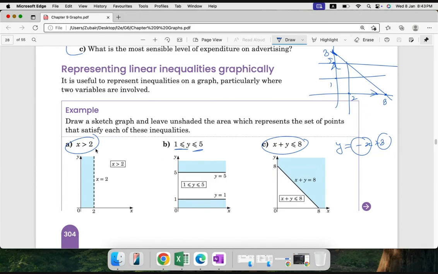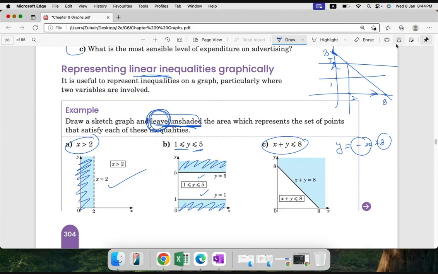And then these are inequalities. It says leave unshaded. Whenever you attempt a question for inequalities, do read this carefully. Sometimes it says shade the required region. Sometimes it says leave it unshaded. So x is greater than 0 is definitely the region on this side, so we leave this unshaded and we shade the other part. Similarly, y is greater than 1, so we don't shade this, we shade the other part. Y is less than 5, so we don't shade this, we shade the other part.